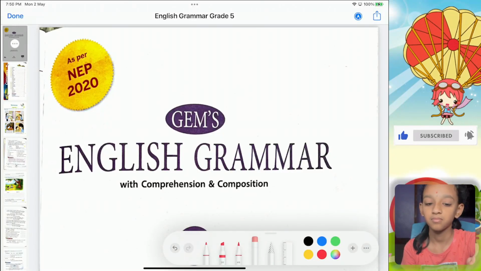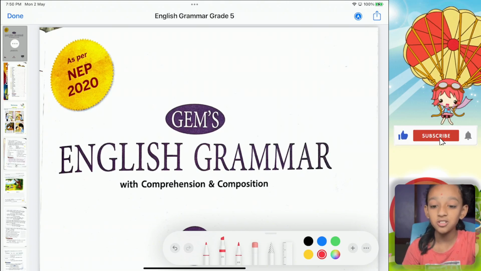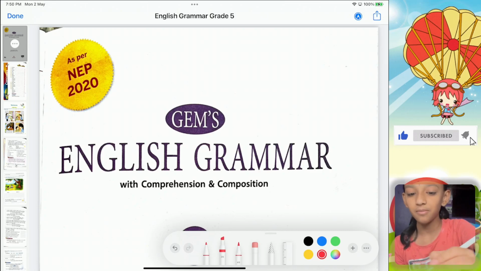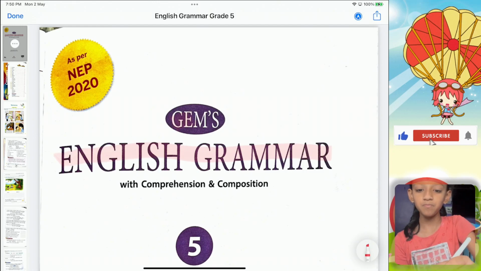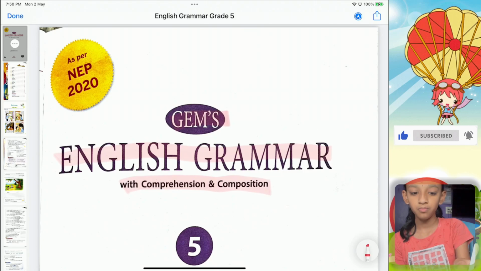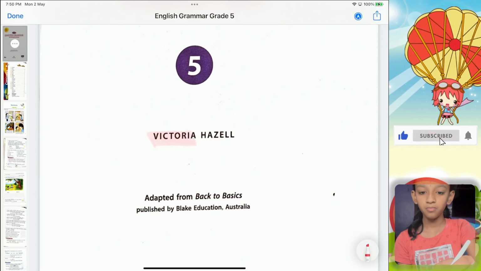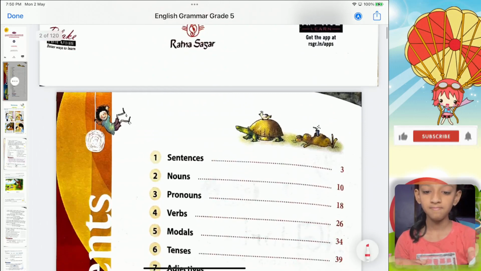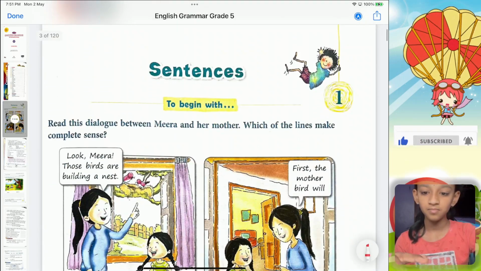Okay, so what are we doing today, Leah? That's English grammar. And it's with comprehension and composition, right? And this book is by Victoria Hazell. Okay, so let's look at the first chapter, which is sentences.